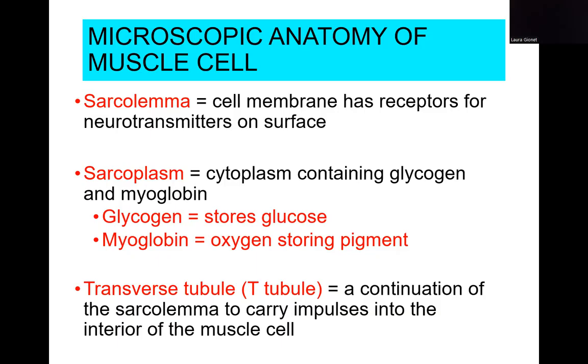So sarcolemma. The sarcoplasm is the cytoplasm containing glycogen and myoglobin. Glycogen, remember, stores glucose. Remember, we said that glycogen is the macromolecule form, the polysaccharide, short-term energy storage of carbohydrates from the chemistry chapter. And myoglobin is your oxygen-storing pigment.